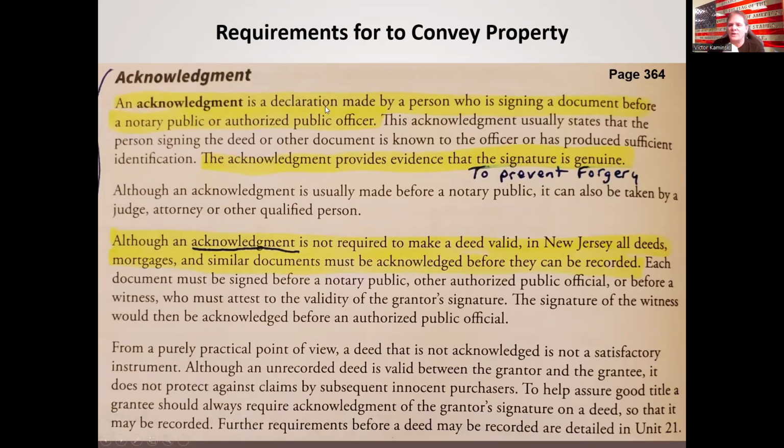So an acknowledgement, let's highlight, is a declaration made by a person signing a document before a notary public or authorized public officer. The acknowledgement provides evidence that the signature is genuine, the purpose to prevent forgeries. An acknowledgement is not required to make a deed valid, though. In New Jersey, all deeds, mortgages, and similar documents must be acknowledged, though, before they can be recorded and added to the public records.